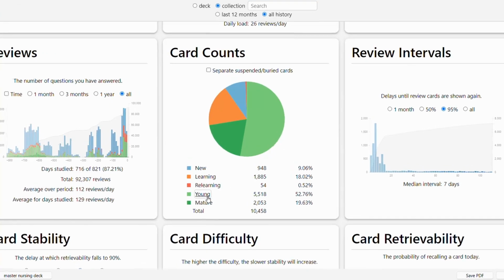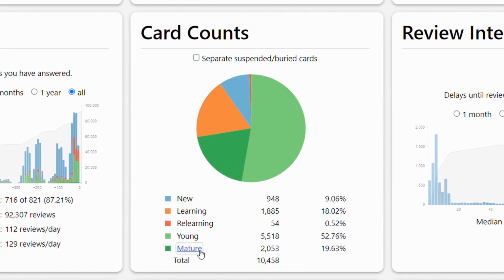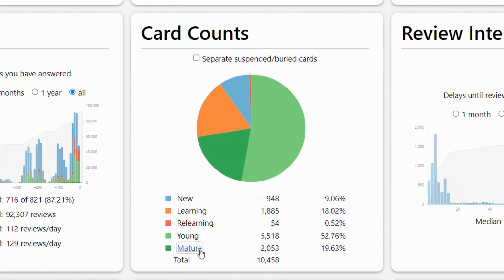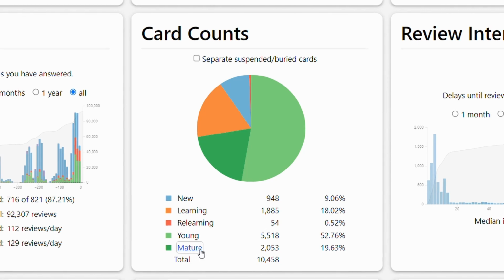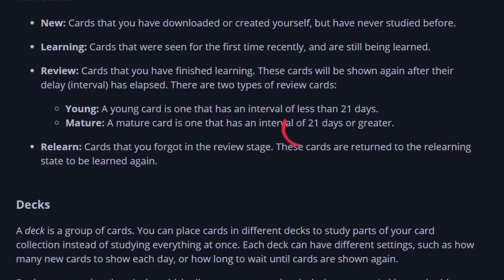Next, we see card counts, and this is another statistic that I don't use very often. And all it does is basically show you how much of each card type you have in that deck, or just Anki as a whole. A young card means that the card has graduated from the learning phase and is now a review. A mature card is a young card whose intervals are longer than, I think it's like 30 days. And then you have relearning cards, and those are basically young or review cards that you forgot, and now they're back in the learning cycle, so you can help drill them into your long-term memory.